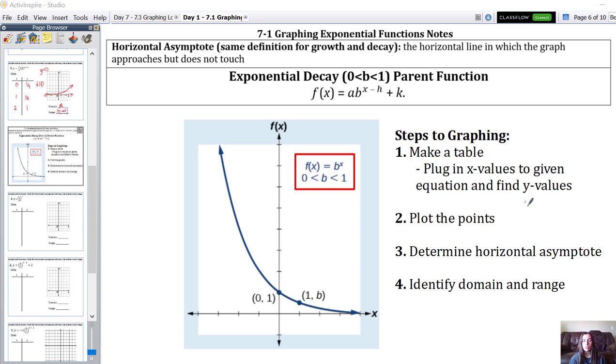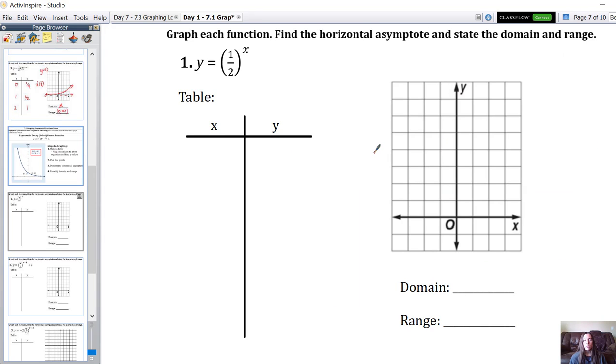We're going to continue practicing graphing of exponential functions, but this time our b value is some fraction or decimal between 0 and 1. It's still going to be positive, but it's going to be less than 1. Same rules apply. We're going to make a table, plot the points, figure out the horizontal asymptote, and determine the domain and range. We have y equals 1/2 to the x.